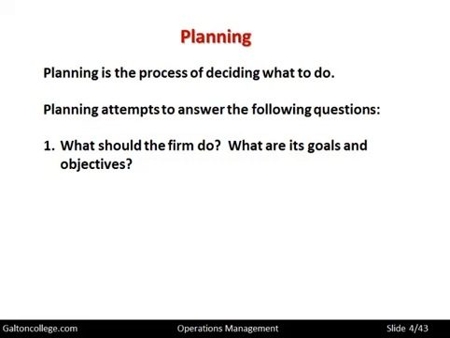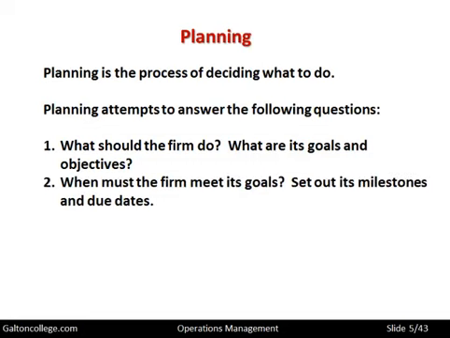So what should the firm do? What are its goals and objectives? When must the firm meet the goals? Set out milestones and due dates. It's important to have a plan that's going to be implemented and worked and monitored. And the most effective way of monitoring the plan is by having milestones, that by a certain date, certain processes should have been completed. If they're not completed, then an inquiry into why they're not completed can be initiated and perhaps procedures changed as a consequence.